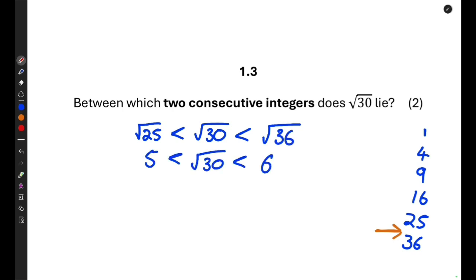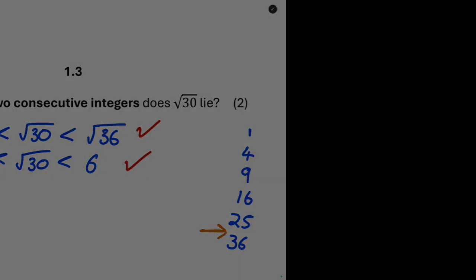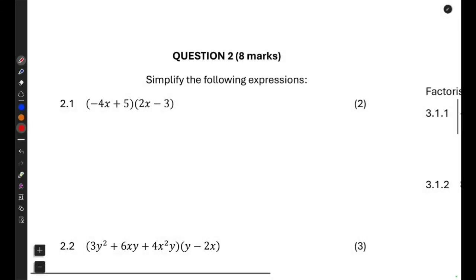Now watch out, you will get 1 mark for writing this whole step correct, and then only 1 mark for the answer. Don't just type it in a calculator and only write the bottom answer, then you will not get full marks. Question 2, simplify the following expressions.